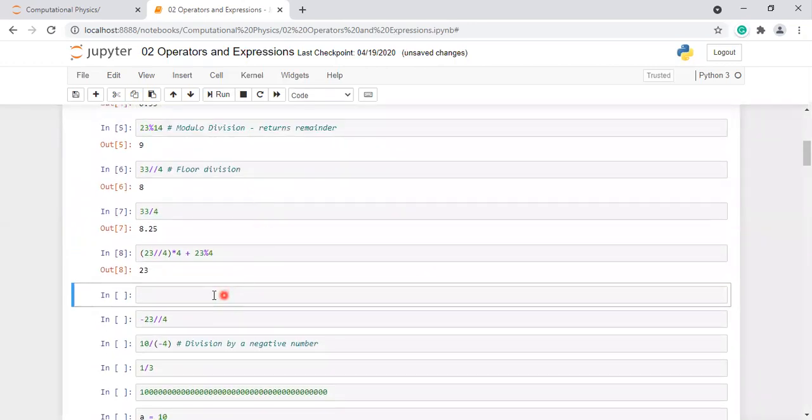See, take any number, then take the floor division by some number, say 4. Multiply that answer by 4 and add the remainder, and that will give you the original number. So if you change 23 by any other number, say 56, this result will be 56. When you change 23 here to 56, this will give you 56.